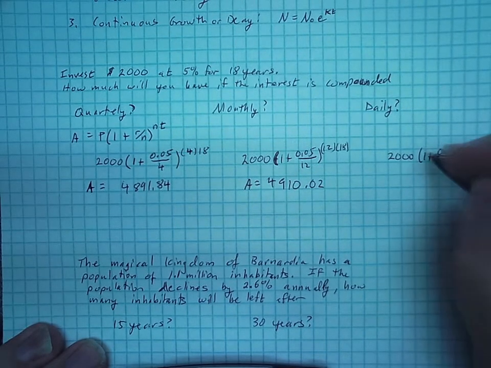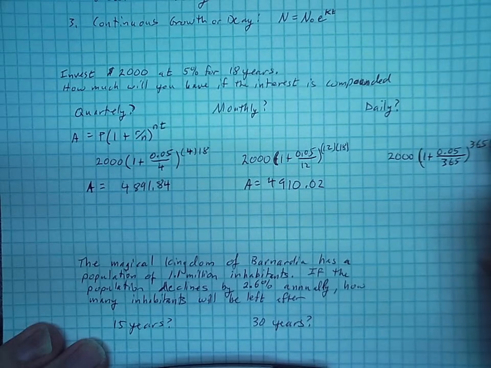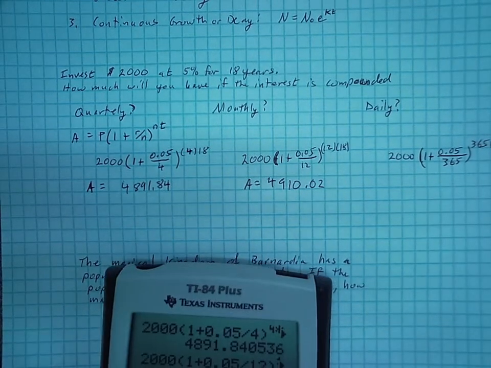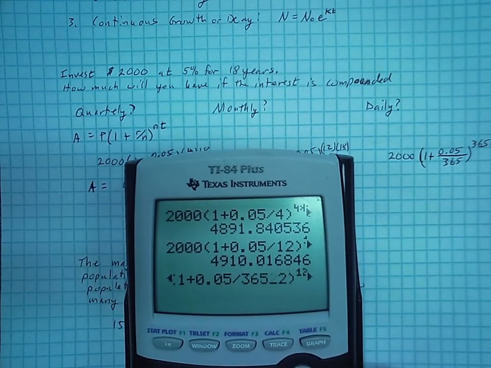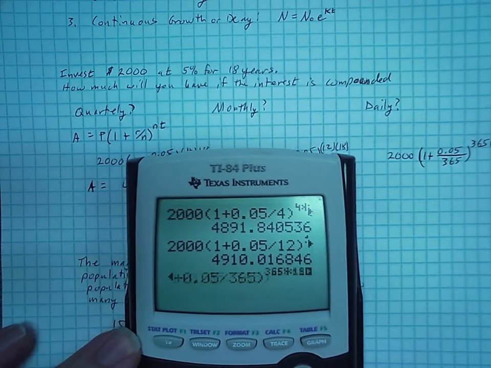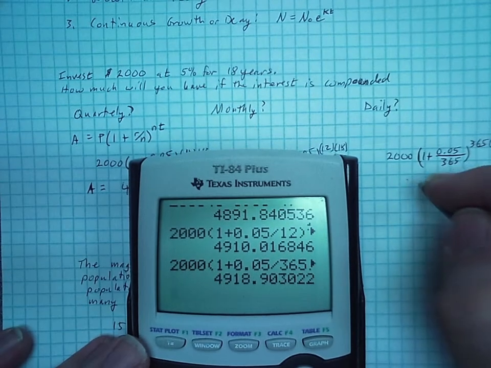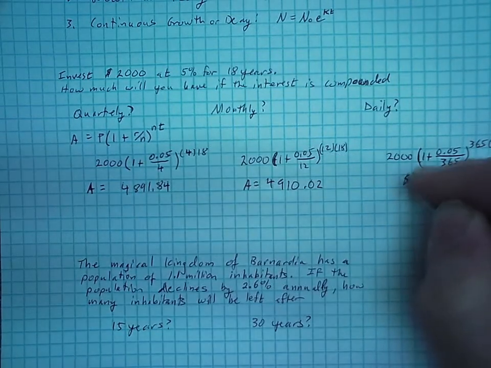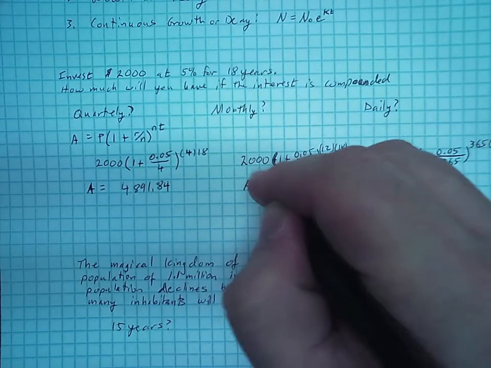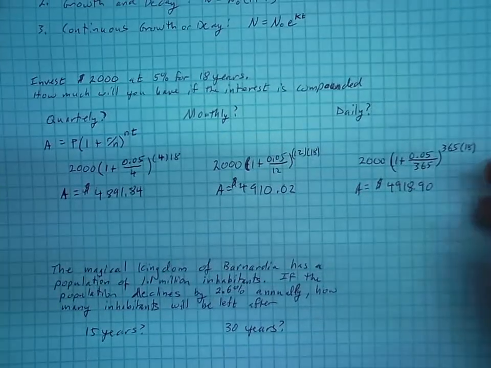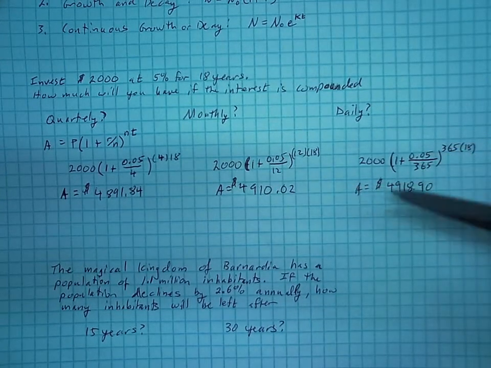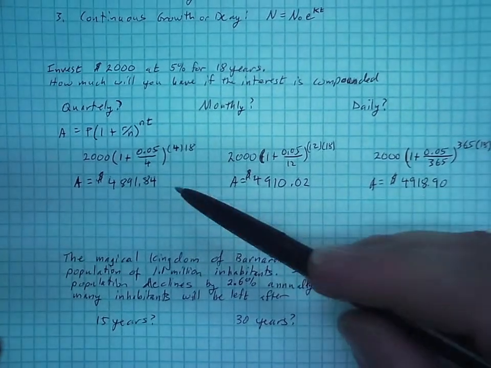So 365 days in a year, 365 times 18. So if I go back in and change this one to 365, and change this to 365, I will have $4,918.90. So an extra almost $9. This is one of the reasons you won't find people compounding interest continuously, is it barely makes a difference.